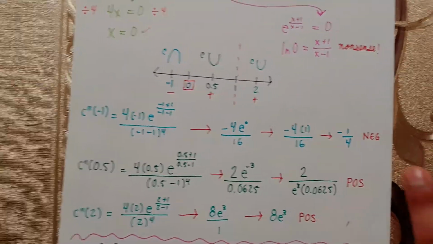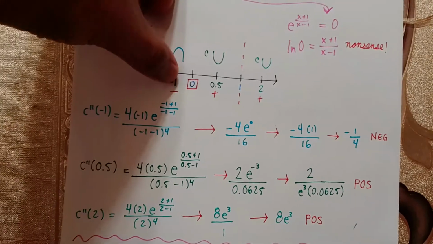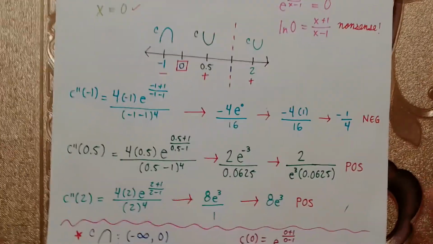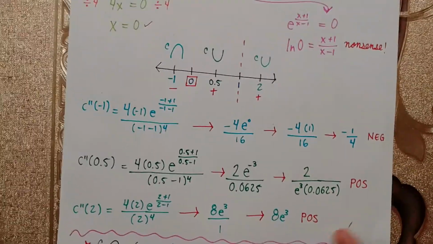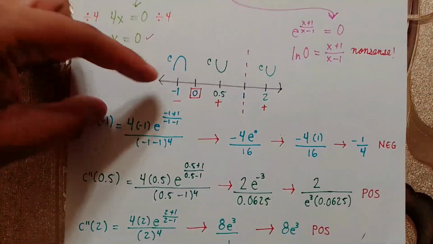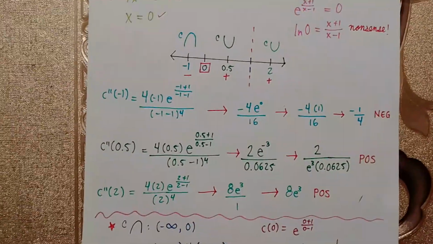We want to know the negative or positive values that it's going to give us in these intervals. So I choose negative 1, 0.5, and 2. And we get a negative, positive, positive. So it's going to be negative, positive, positive, and it's going to be concave down, up, up. Yep, that's pretty much it.